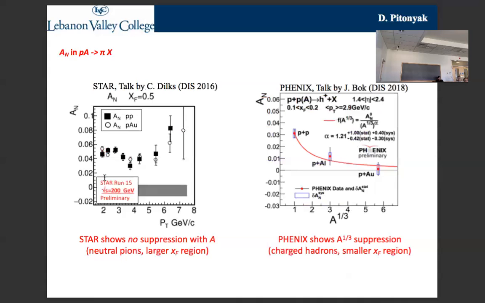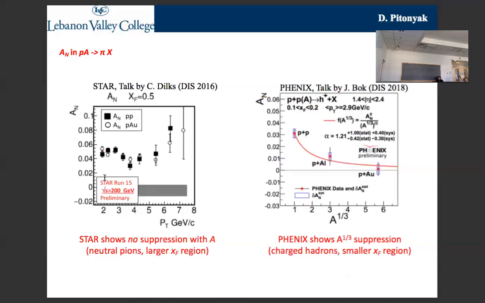And why do you think there is an inconsistency between these two data sets? Well, even down to a PT of 2 here, it's flat, and I think even for XF down to 0.2, which is where this is going, it's flat. So I don't know. I trust the experimentalists if they tell me that there's no tension between the data.